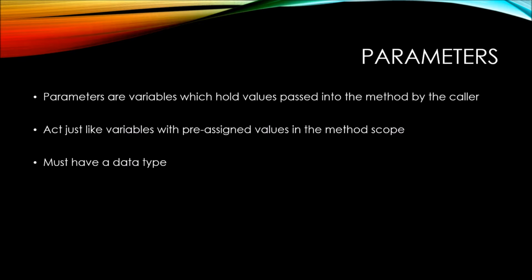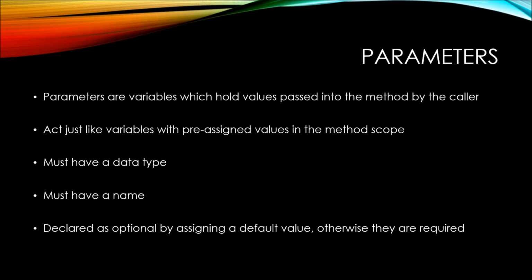Parameters must have some sort of data type, and they must also have a name, and that's again because they act just like variables do. And finally, parameters can be declared as optional by assigning a default value. Otherwise, they are required parameters. So let's take a look at some code and see this a little bit more in depth.